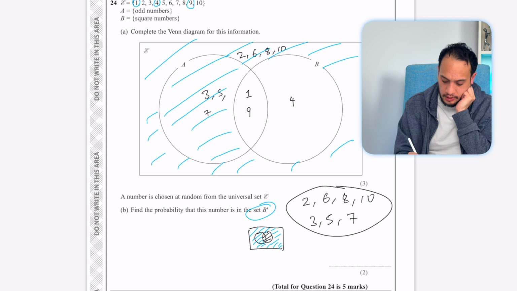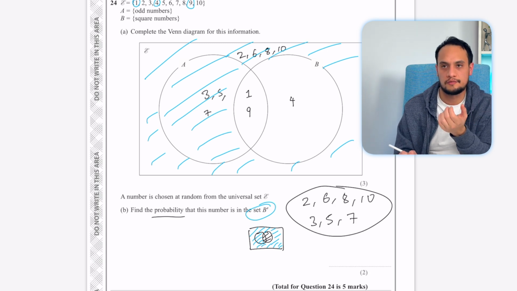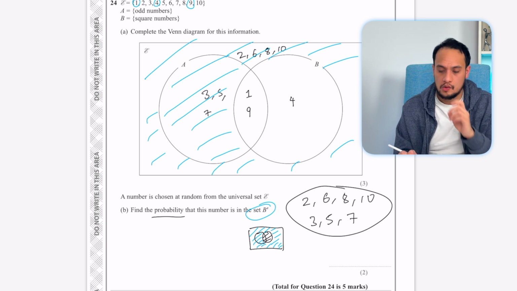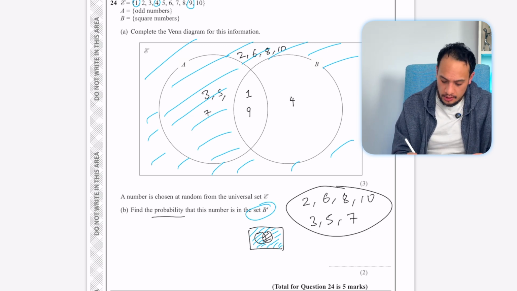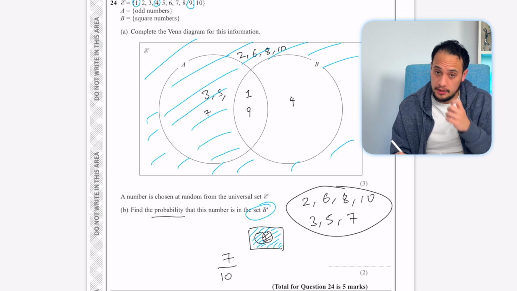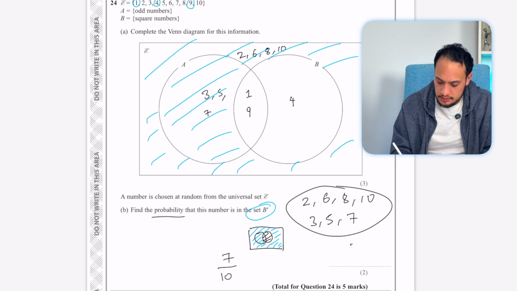So if you want to have a probability, you can express that as a fraction, a decimal, or a percentage. In this case, I'm just going to represent it as a fraction, because it will be 7 over 10, because you've got 7 numbers that are in set B complement. So 7 over 10 is my answer.